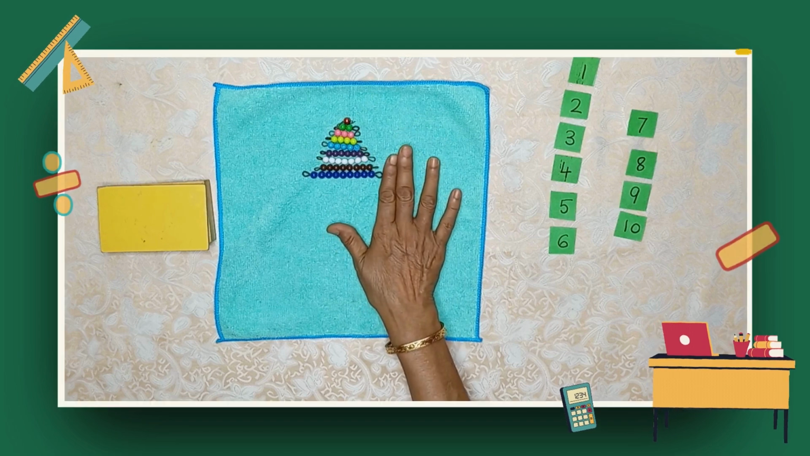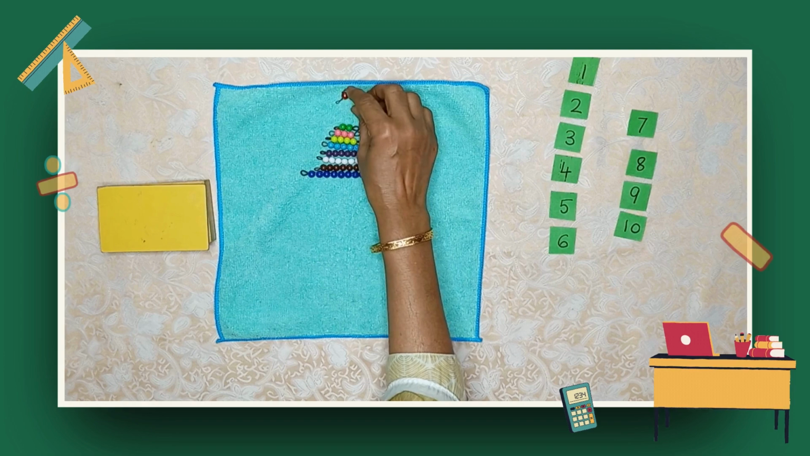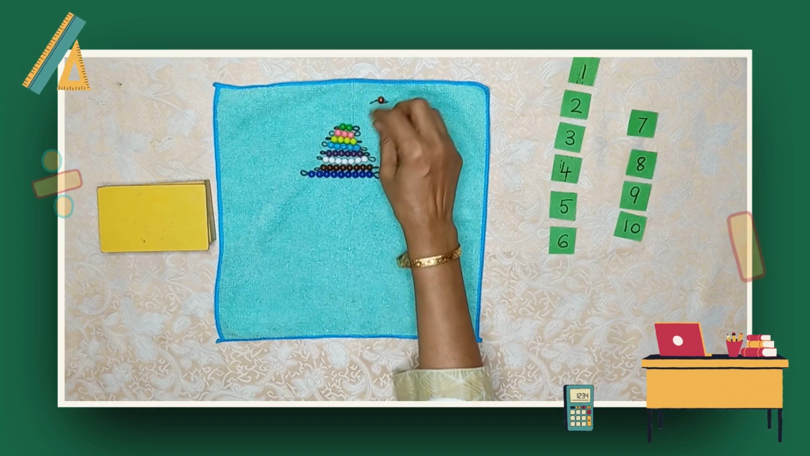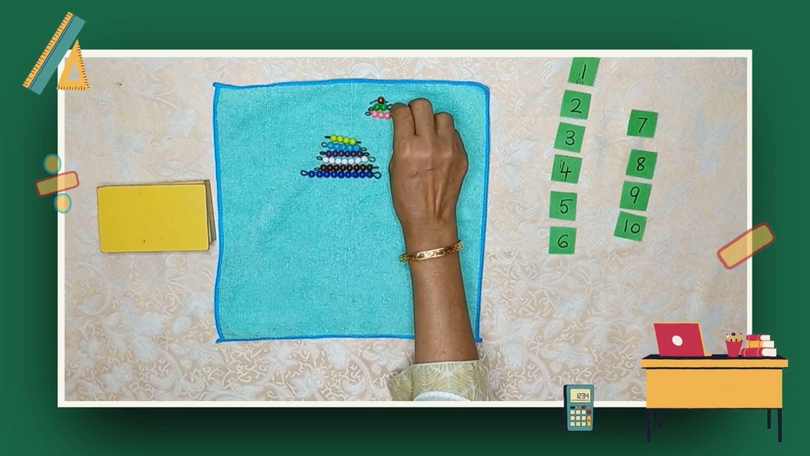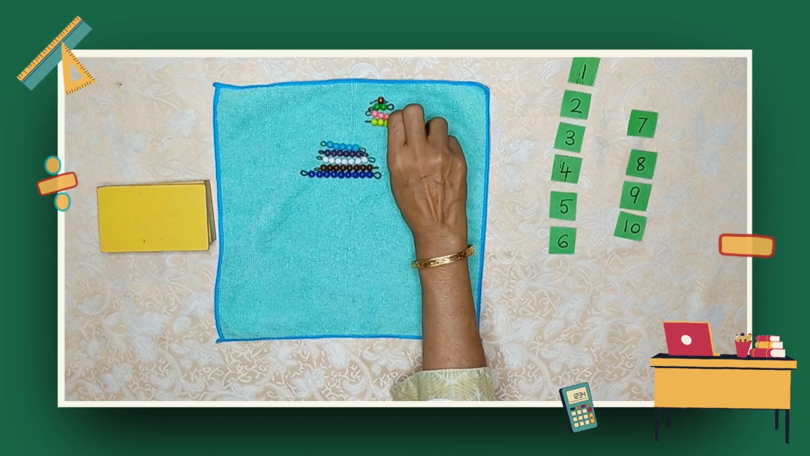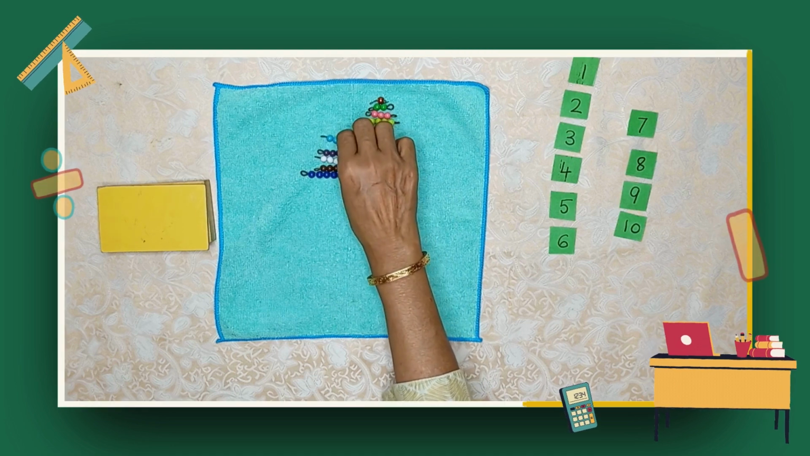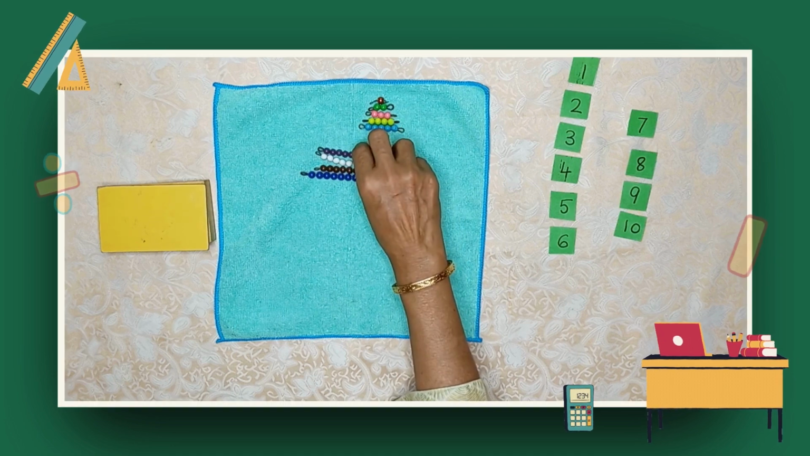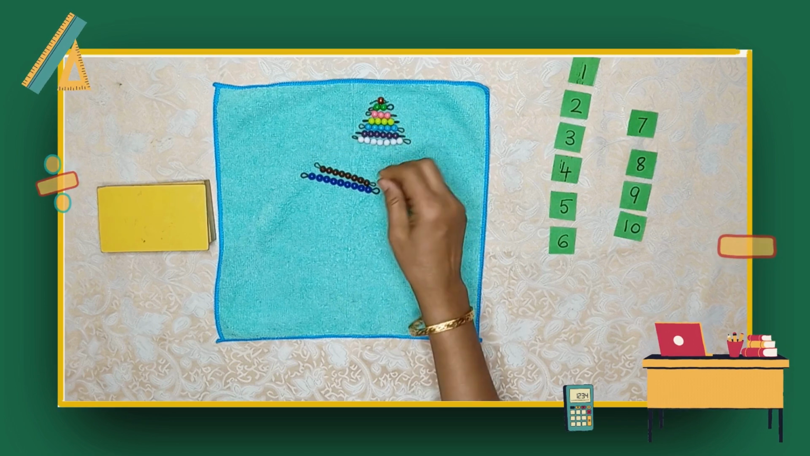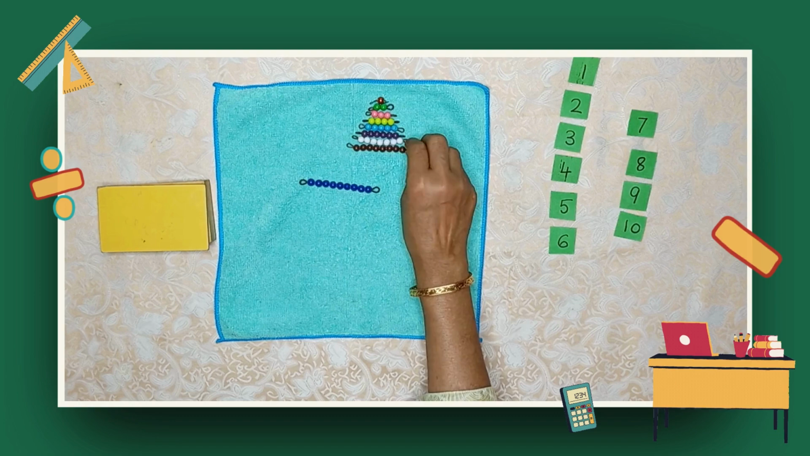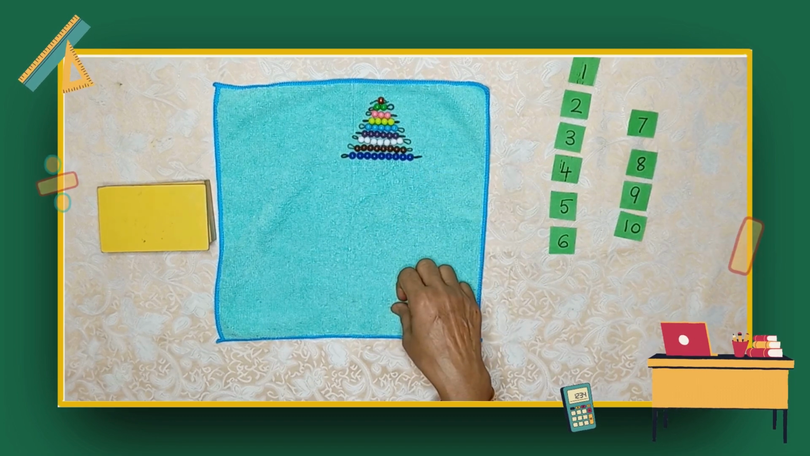So the child loves the colors. 1 is red, 2 is green, 3 is pink, 4 is yellow, 5 is blue, 6 is purple, 7 is white, 8 is brown, 9 is dark blue.